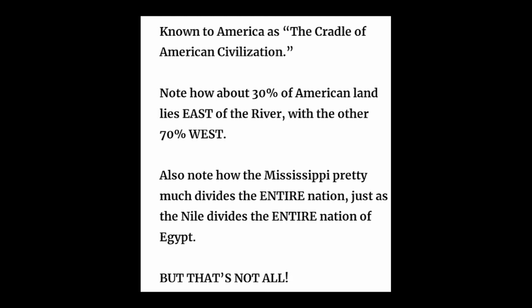Known to America as the cradle of American civilization. Note how about 30% of American land lies east of the river, with the other 70% west. Also note how the Mississippi pretty much divides the entire nation, just as the Nile divides the entire nation of Egypt. But that's not all. Pay attention. And side note, if you have to go back and look as I'm going in order, do that as you may. Press pause, go back, listen to it again. Make sure you understand as I go.